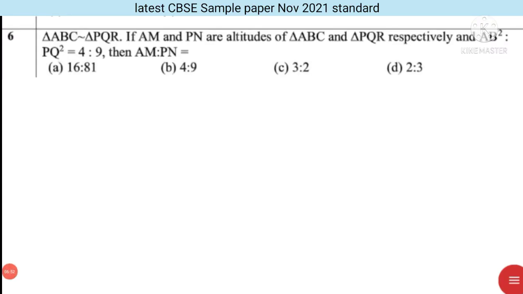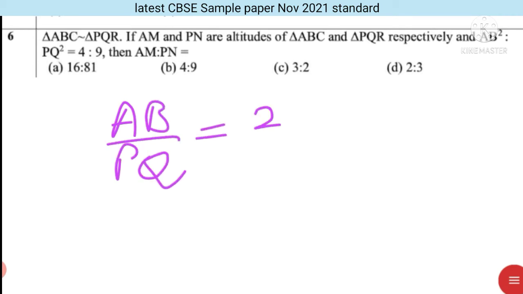Question number 6 says if AM and PN are altitudes of similar triangles ABC and PQR and the ratio of AB square upon PQ square is 4 by 9, then the ratio of AM is to PN. Now if AB square upon PQ square is 4 upon 9, then what is AB upon PQ? AB upon PQ is 2 by 3 and you should know the result that the ratio of any two sides of similar triangles is equal to the ratio of corresponding medians or altitudes or angle bisectors. Hence the ratio of AM is to PN will also be 2 upon 3. Hence D is the correct answer.